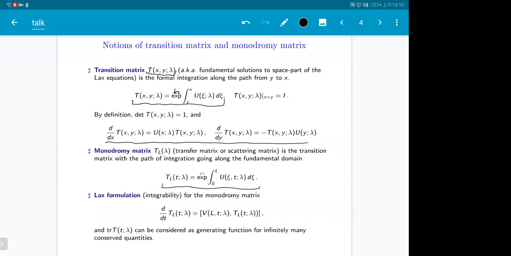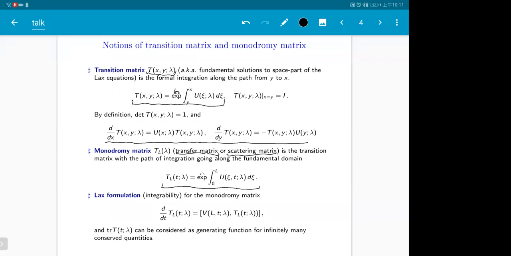The idea of the monodromy matrix is actually connected to the monodromy in ODE. Monodromy is basically a loop around the singularity, so we borrow this name here. In physics or in analysis, sometimes we call the monodromy matrix the transfer matrix or scattering matrix.